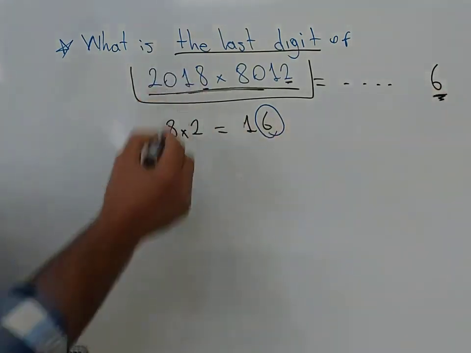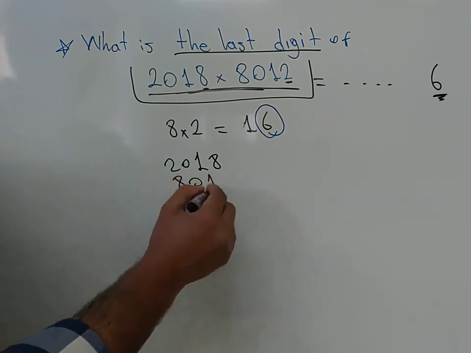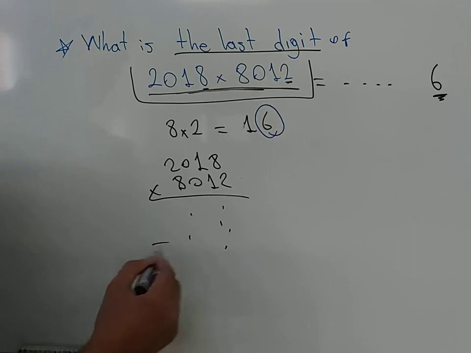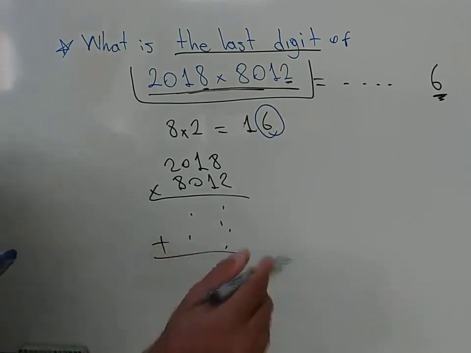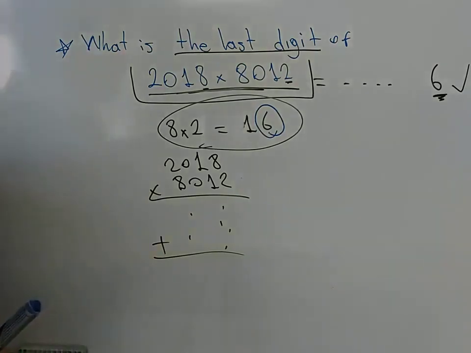You don't have to multiply 2018 by 8012 even. You don't need to find the result. You don't need to lose time. Just use this method and find the last digit as 6.